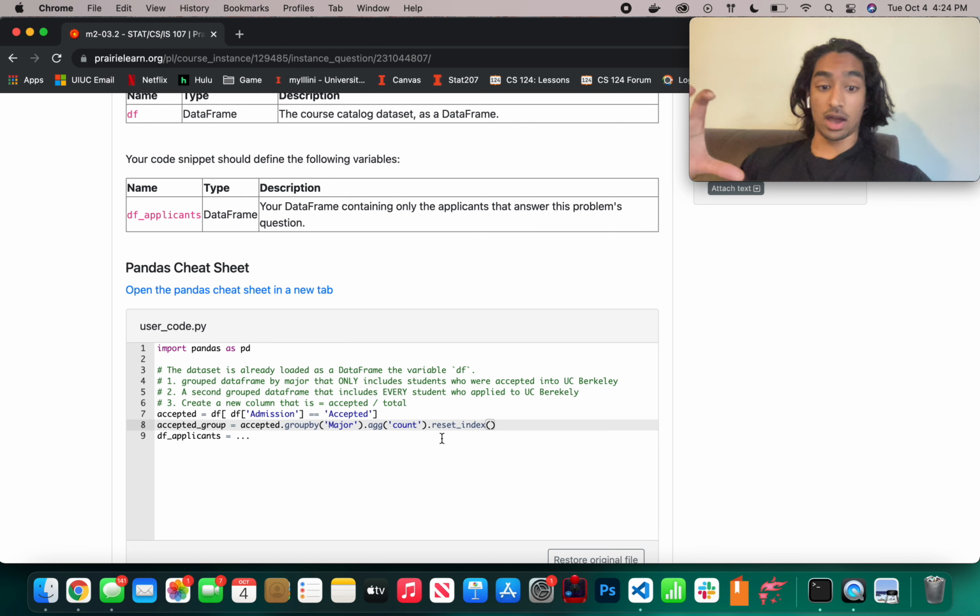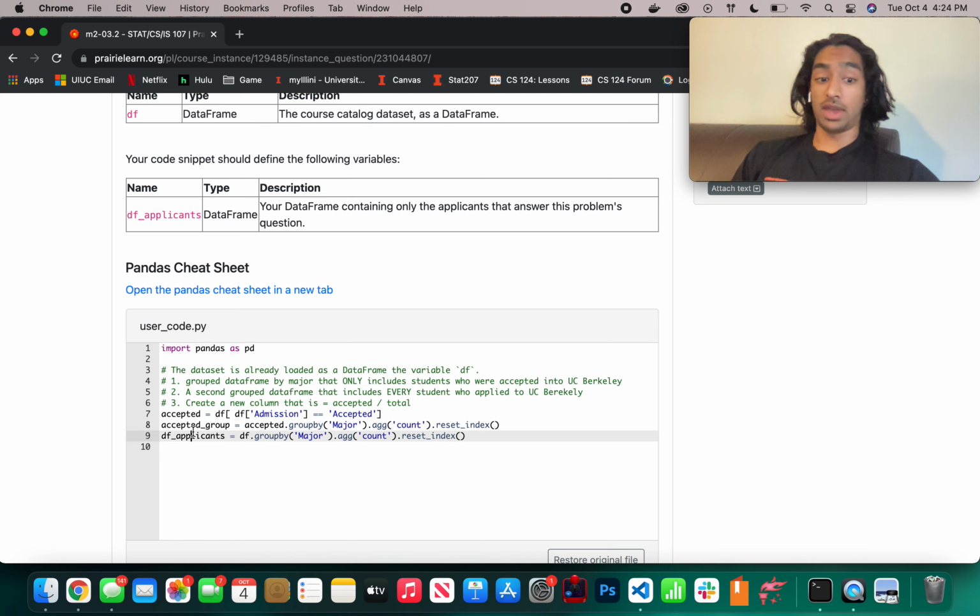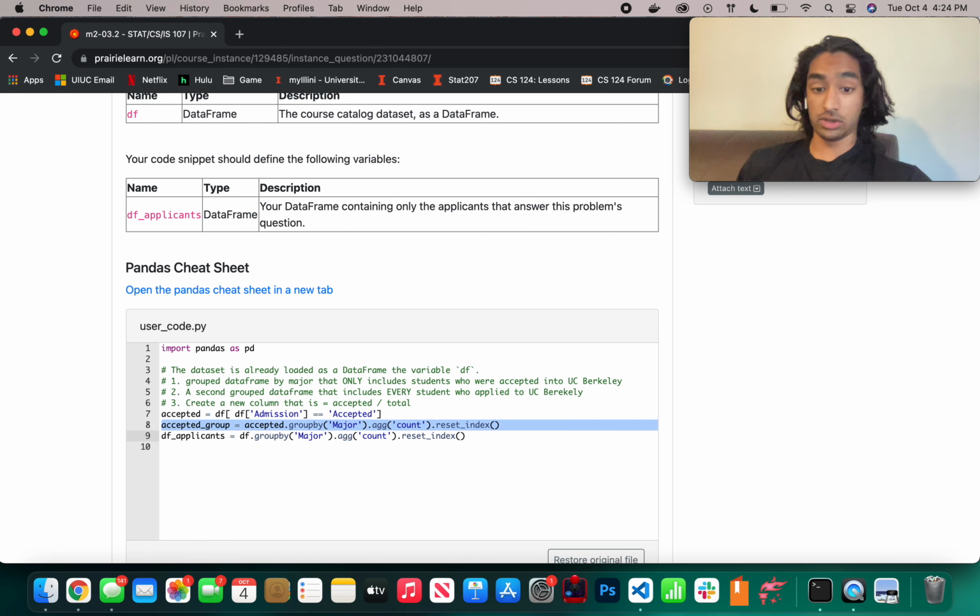So right now we have our grouped data frame of just the people who were accepted. And now for the second step, we need another grouped data frame that's going to include every single student who applied to UC Berkeley, in order to have the second part of the admission rate column, which is the total. So now we can set this equal to df applicants, since that's what we're going to submit. We need the major column and the admission column there. So just like we did here, we're going to group by major and aggregate and count. So df dot group by major dot agg count, and then always make sure to reset your index. Okay, so now we have our grouped data frame that is just students who were accepted, and we have the grouped data frame by major of all the students.